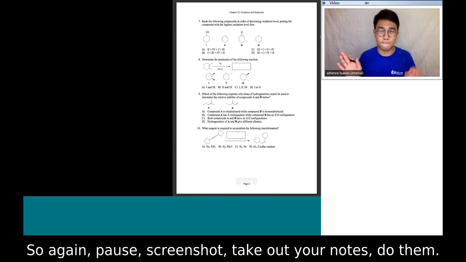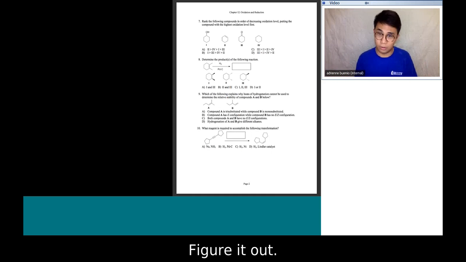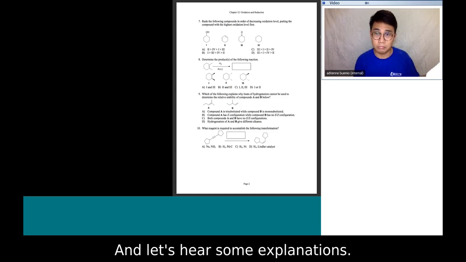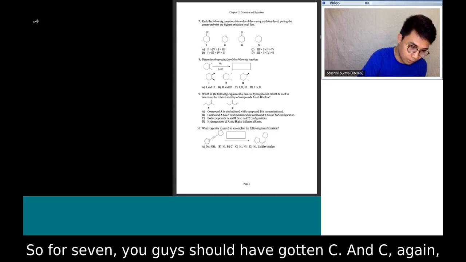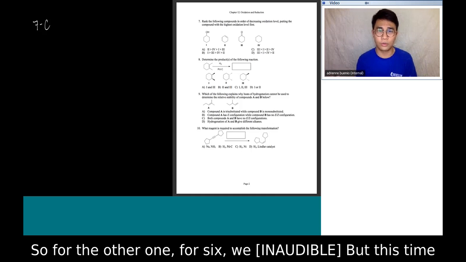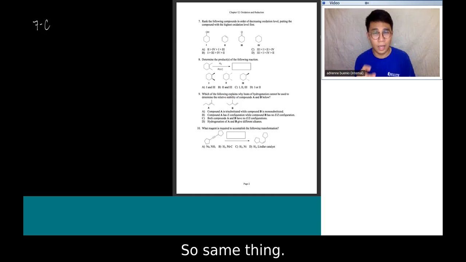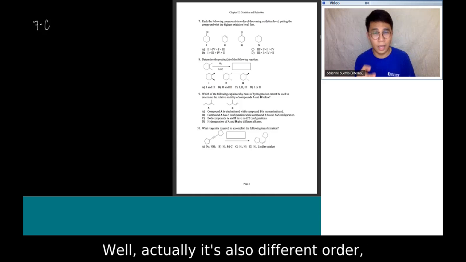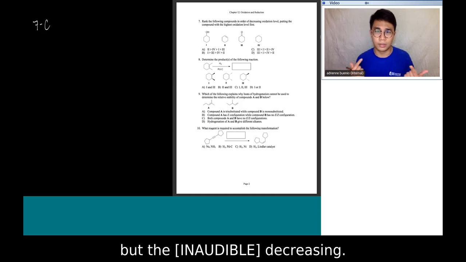So again, pause, screenshot, take out your notes, do them, figure it out, and let's hear some explanations. Okay, so for seven, you guys should have gone C, and again, oxidation level, right? For six, they were written out, but this time they're drawn. So same thing. Actually, it's also a different order, but this time it's decreasing.